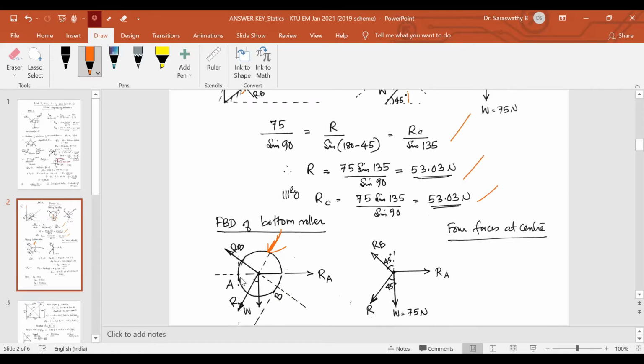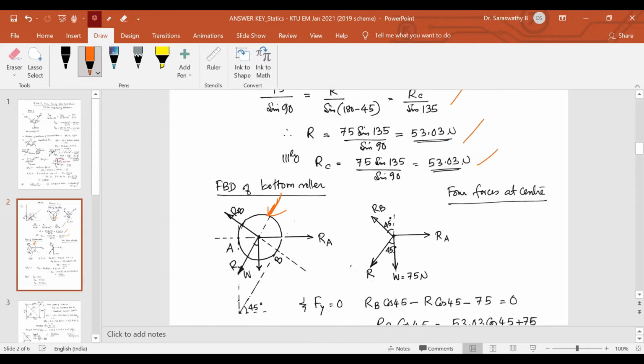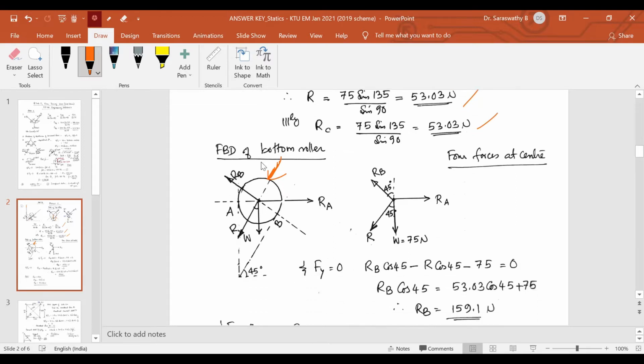So considering this, there are four forces. I have drawn it separately: RB, R, W as well as RA. RA is the vertical reaction, normal to this vertical surface. So four forces are there, so we cannot apply Lami's theorem. We have to go for the equilibrium equations.